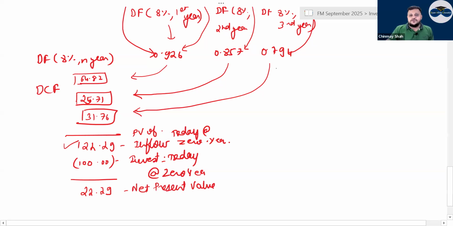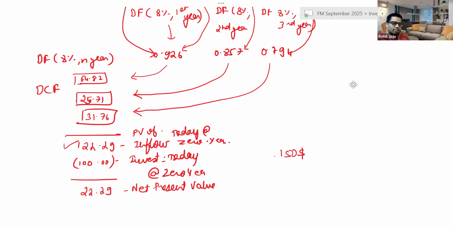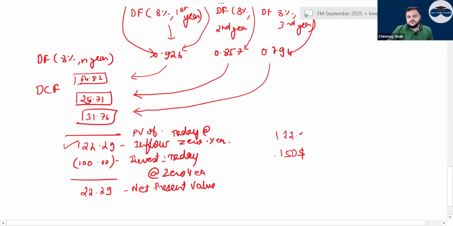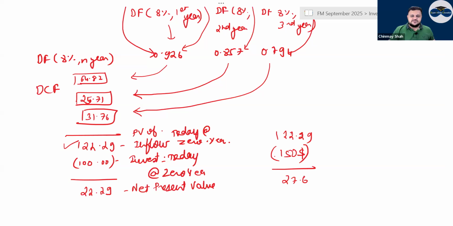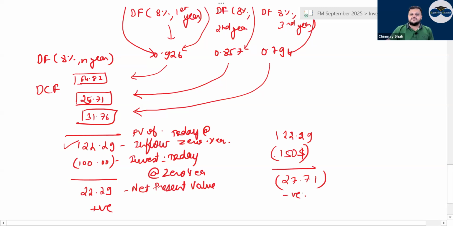But if I told you that you will have to invest $150 today, would you accept the project? No, sir. So if it was 150, with 122.29, your net present value would have been negative 27.71. This is positive and this is negative.